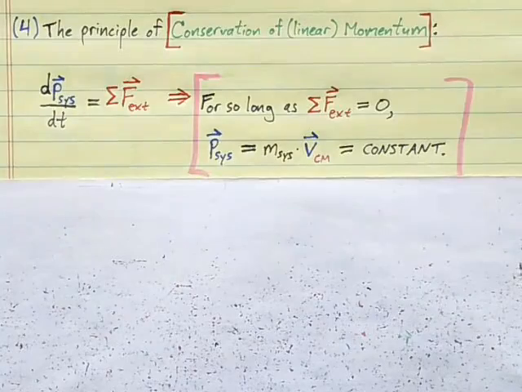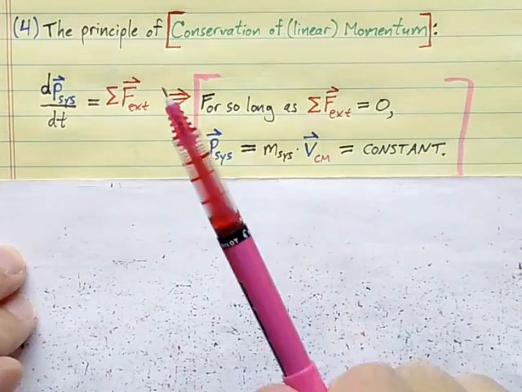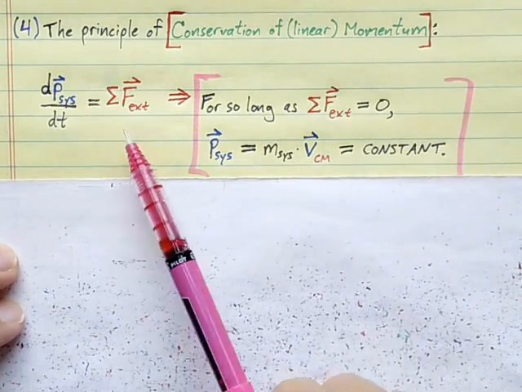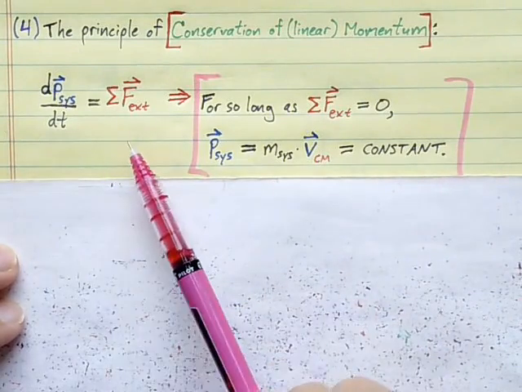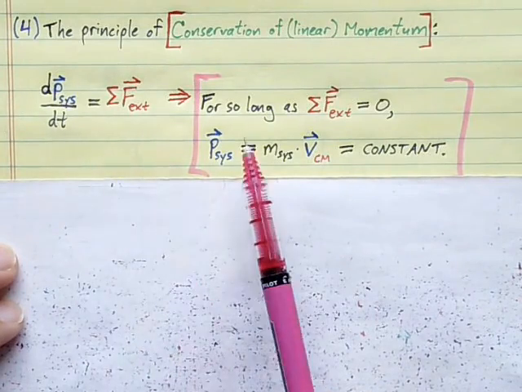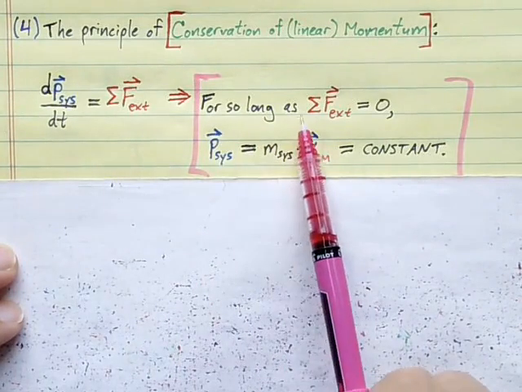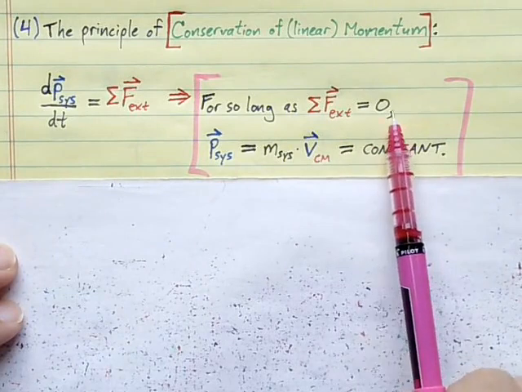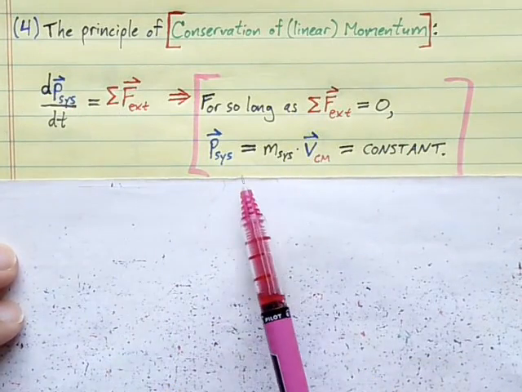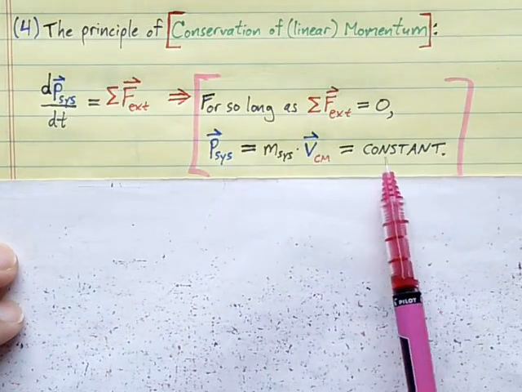Here we discuss what we mean by one of the great conservation laws in physics, the principle of conservation of momentum, as it is embodied in the equations we've derived. So, Newton's second law for a system is indicating that for so long as the net external force on the system is zero, the time derivative of the momentum of the system would be zero, and therefore the momentum of the system would be constant.